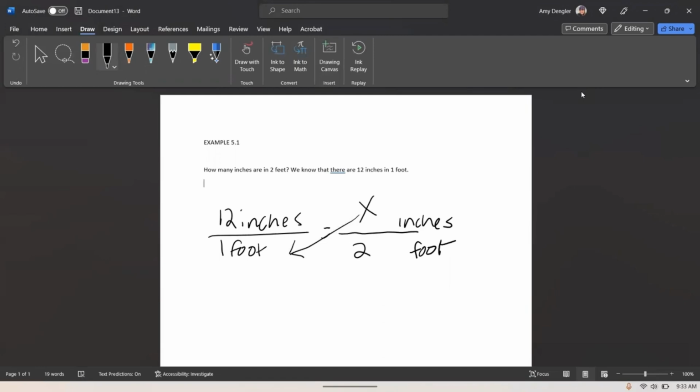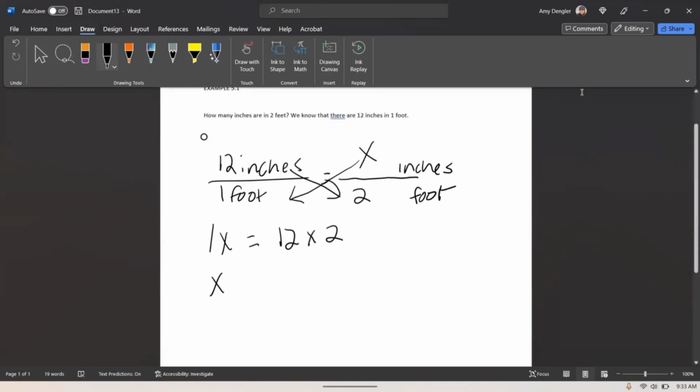multiply diagonally. So this becomes 1x, which is really just the same as x. And then 12 times 2. So I'm just simplifying my problem down here. 12 times 2 is 24. So x equals 24. We don't have to do anything else because x is already alone. So our answer is 24 inches.